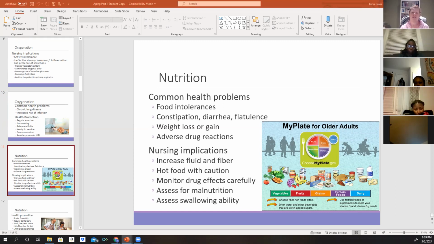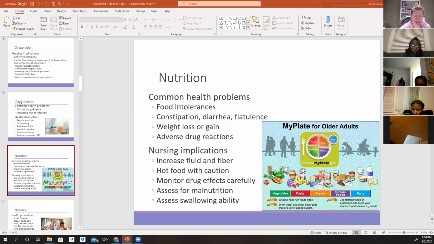They have reduced muscle tone and decreased peristalsis, so they're at risk for developing indigestion and constipation, which are common complaints that we see in this population. They also have diminished saliva production. When they have that, it leads to them saying that they have dry mouths. They can also have constipation, diarrhea, gas. These all lead to weight loss, sometimes weight gain, and it can cause adverse drug reactions as well.